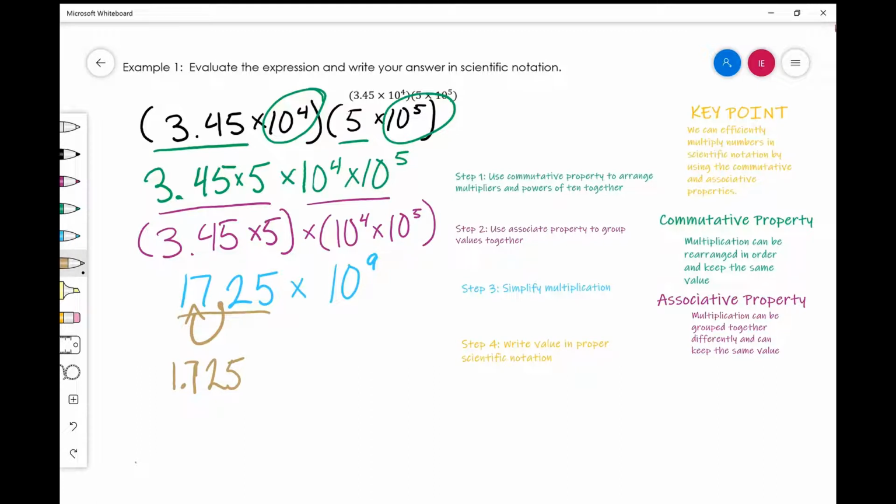If I'm moving my decimal place one spot over, that means I need to multiply by an additional power of 10. So if I have 1.725 times 10 times 10 to the power of 9, these powers of 10 can simplify down further. So I have 1.725 times 10 to the power of 1 plus 9, or 10 to the power of 10.